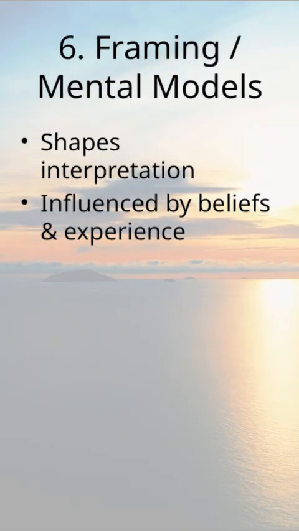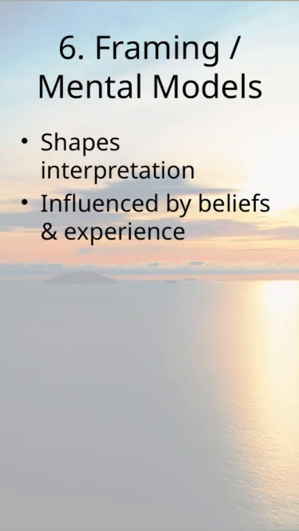Now, let's talk about how we interpret shapes. Our understanding of shapes is heavily influenced by our beliefs and past experiences. These mental frameworks shape the way we see and interpret visual information. When we look at a shape, we're not just seeing it objectively, we're filtering it through our mental models. This is what we refer to as framing or mental models. They act like lenses, guiding our perception and influencing our judgments.